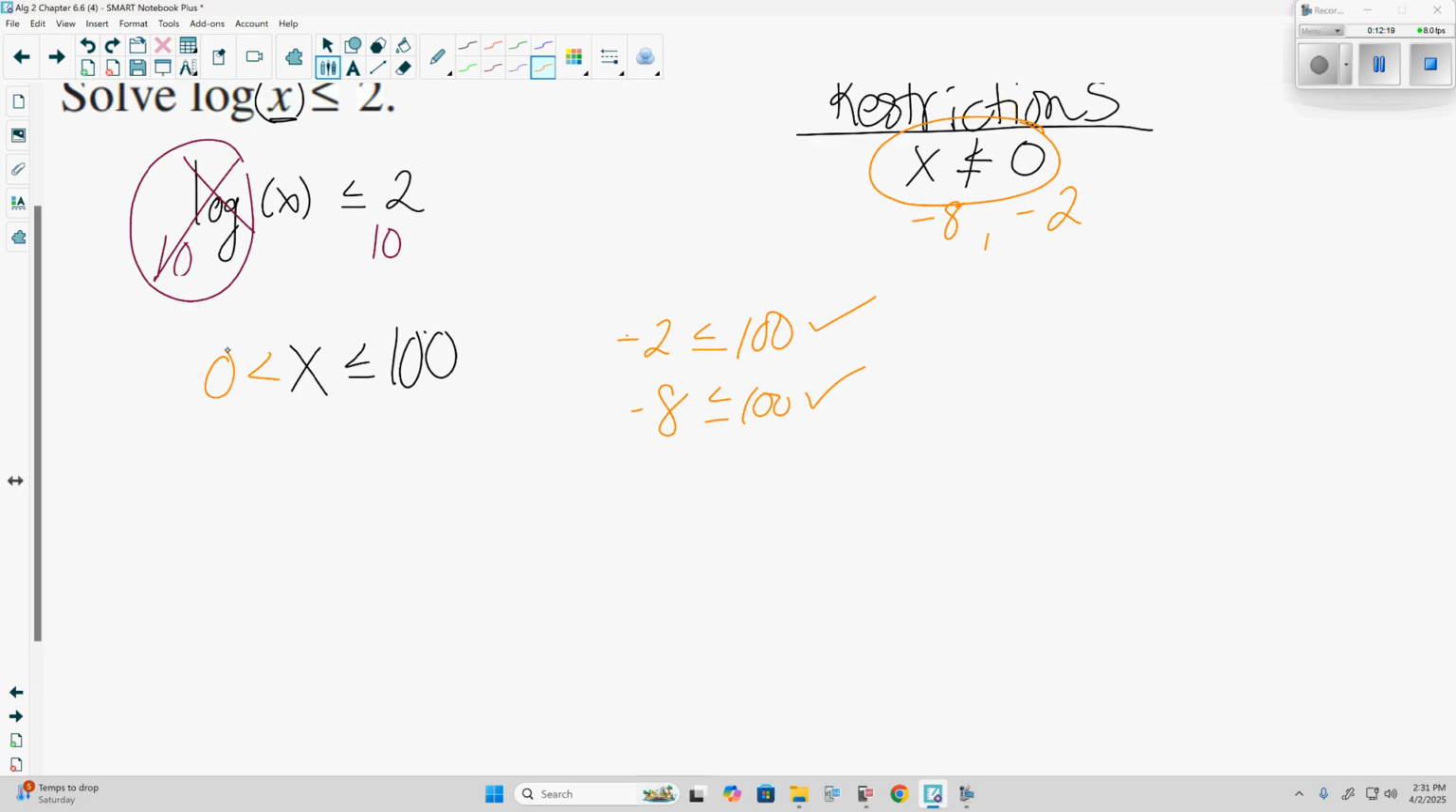We had to take that restriction, the fact that x could not be less than 0, and put it as part of our answer. Now, if they weren't included, say -2 was greater than 100, that's not true. If they're not included, we don't even have to worry about the restrictions because they're not a part of the solution. But here, since they were, we had to add the fact that 0 is less than x to make sure any value that was a restriction was removed from the solution. And that's it. Be ready for the next one.